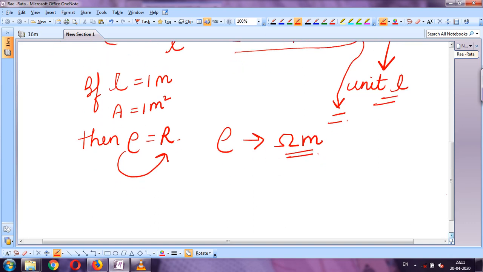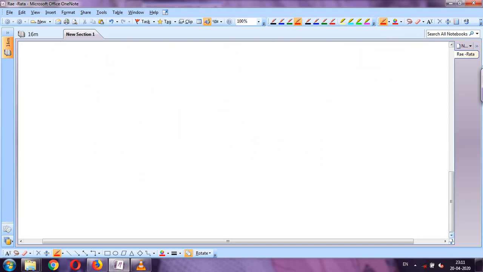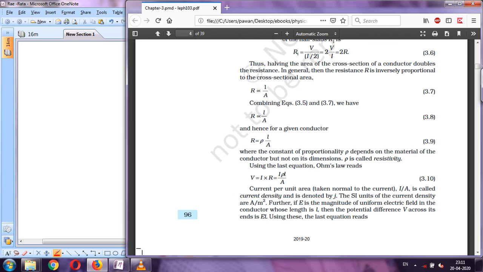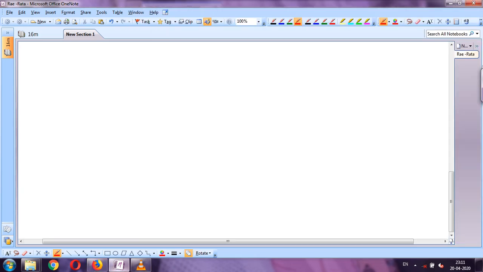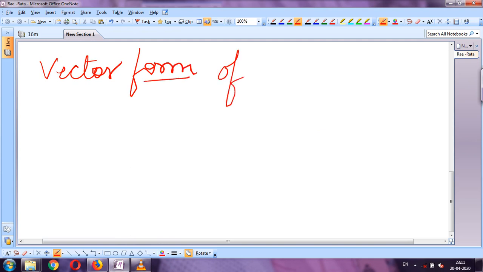After this, look what we have next. Now we will be finding out the vector form of Ohm's law. Vector form of Ohm's law, this we will be finding. What is the vector form of Ohm's law?